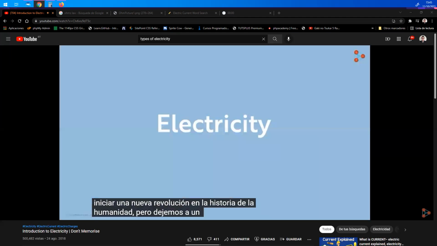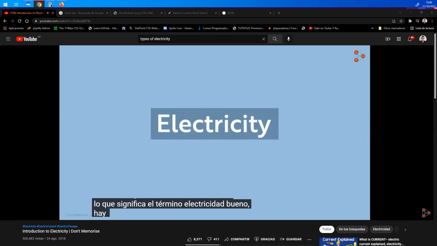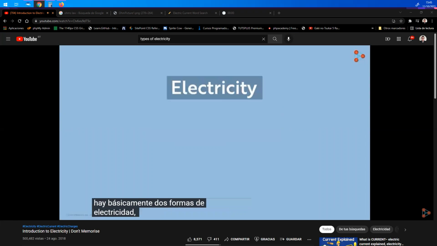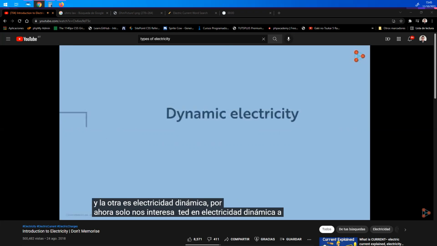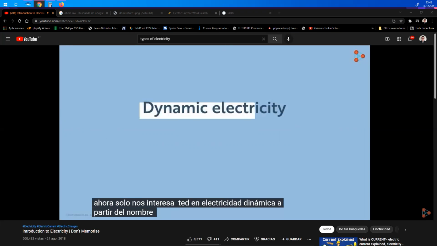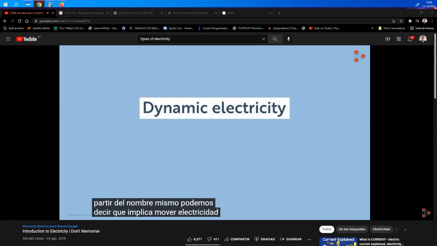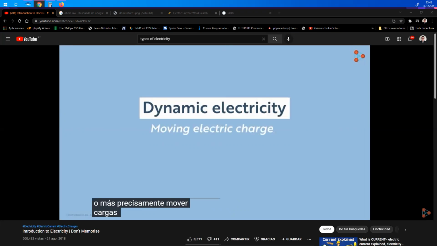But let's just keep aside all the rhetoric talks and try to understand the real thing. I haven't really told you what the term electricity means. Well, there are basically two forms of electricity. One is static electricity and the other is dynamic electricity. For now, we are only interested in dynamic electricity. From the name itself, we can say that it implies moving electricity, or more precisely, moving electric charges.